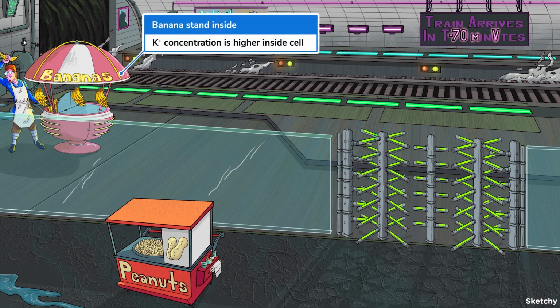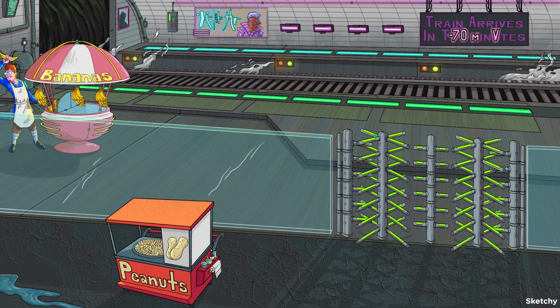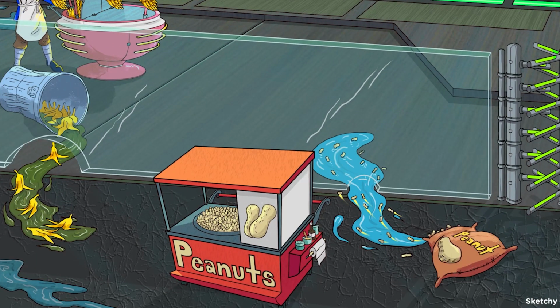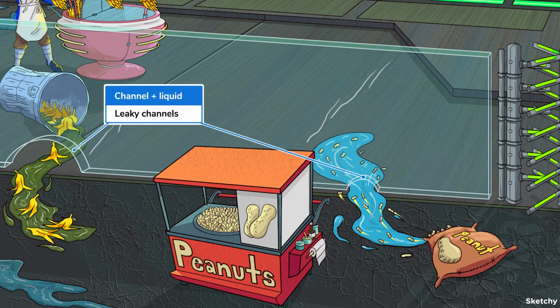The banana stand is inside the barrier because at rest, potassium ions are more concentrated inside the cell than outside. Now, I don't know if those are special bananas or what, but that guy is way too excited to be here. The different concentrations of these ions on either side of the membrane generate concentration gradients for each ion, which drive the flow of sodium and potassium ions through leaky channels in the membrane. This transport is passive, so ions always diffuse from areas of higher concentration to areas of lower concentration.